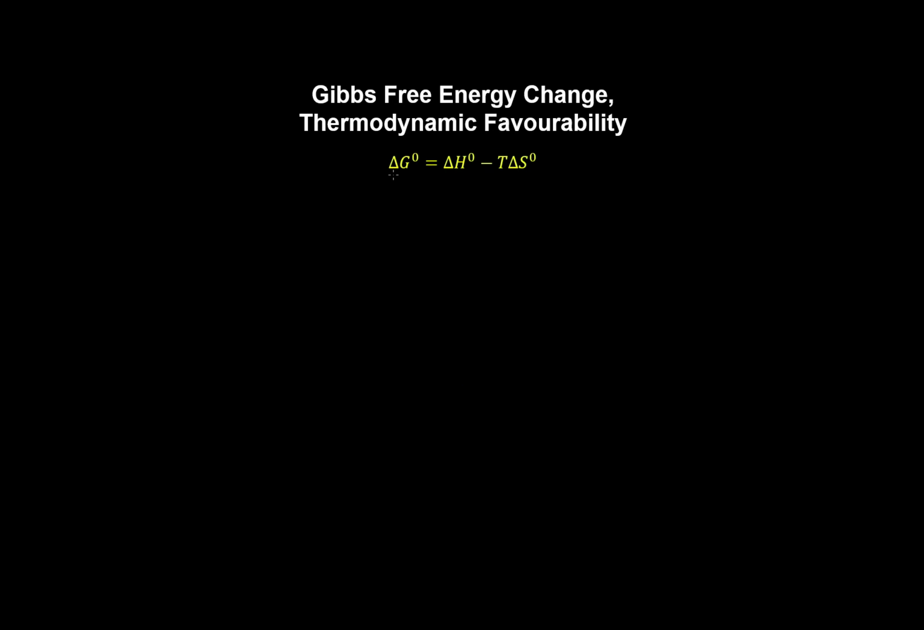We can use the standard Gibbs free energy change to determine if a chemical or physical process is thermodynamically favourable, or in other words, the process occurs without the input of external energy. And the condition for thermodynamic favourability is that the Gibbs free energy change is less than 0. Now historically, the word spontaneous was used, and that means the same thing as thermodynamically favoured.